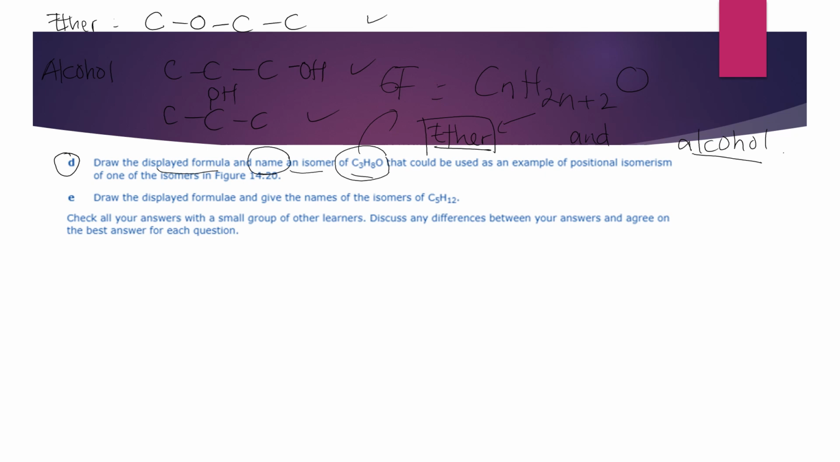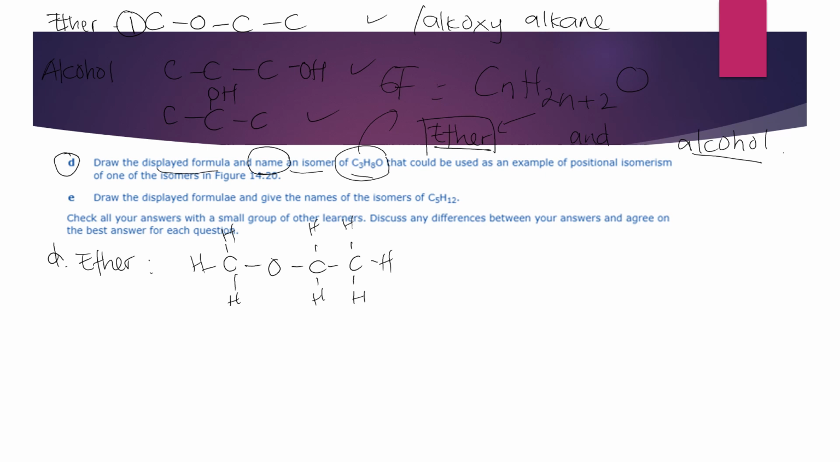For the first, here the ether. If you choose the first, then CH3O, and then CH2, then CH3. The other name of ether is alkoxyalkane.